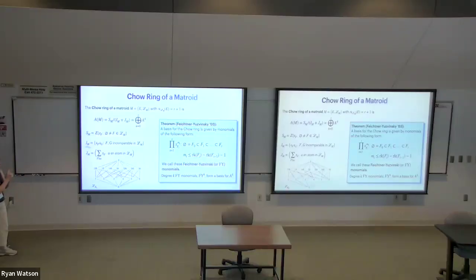We'll call these Feichtner-Yuzvinsky monomials, and we can also break them up into subsets based on their degree, and the degree k monomials form a basis for the kth graded piece of the Chow ring. Yes.